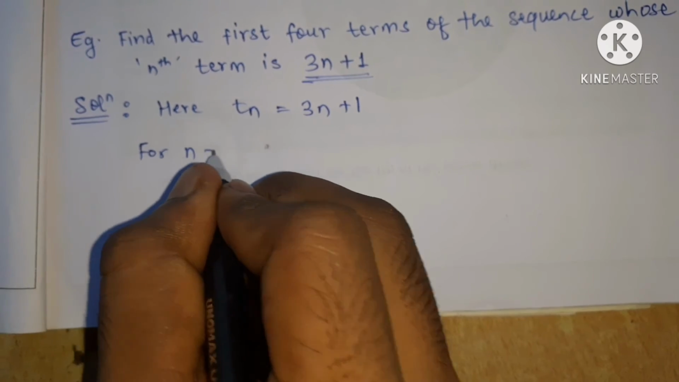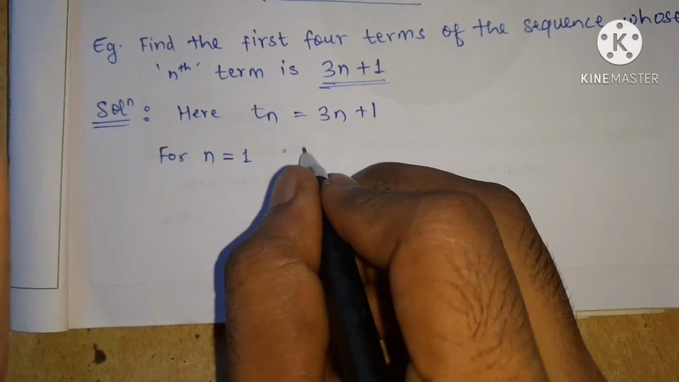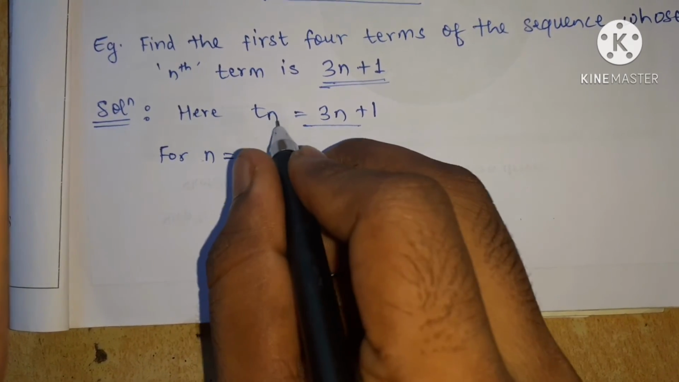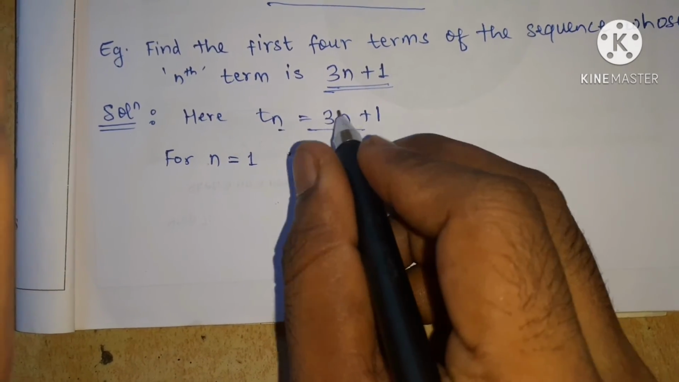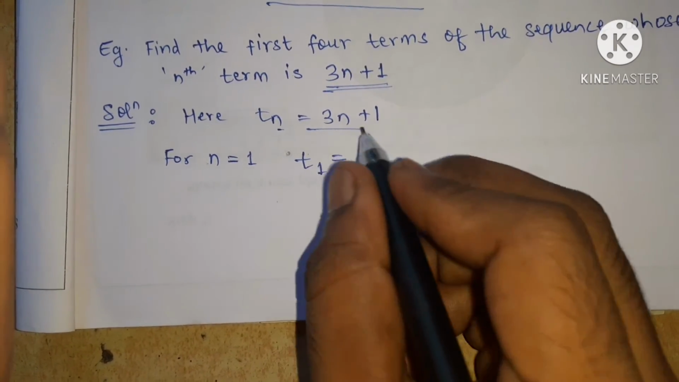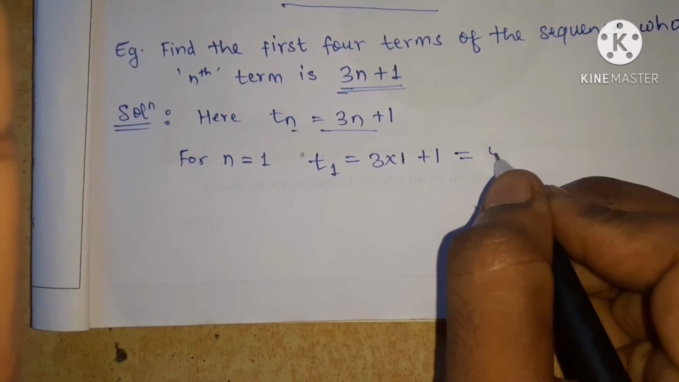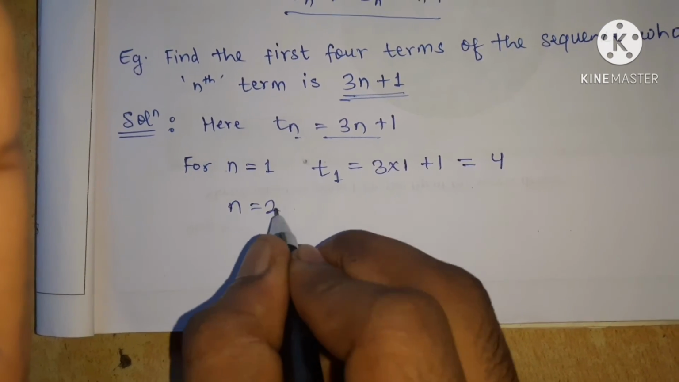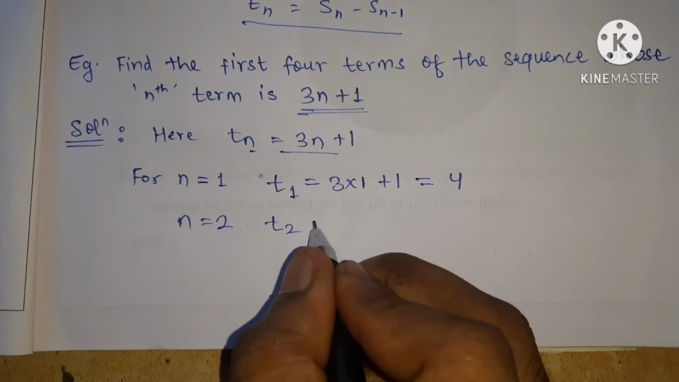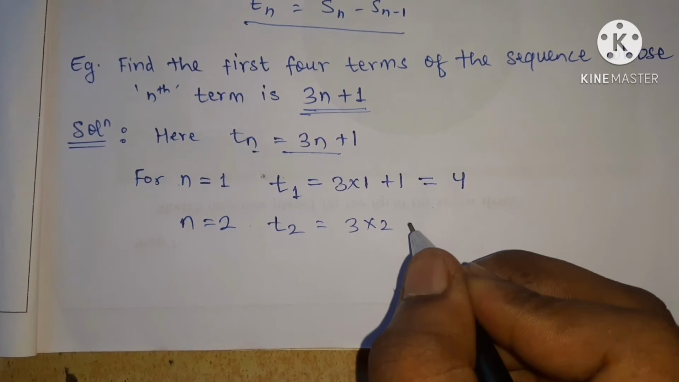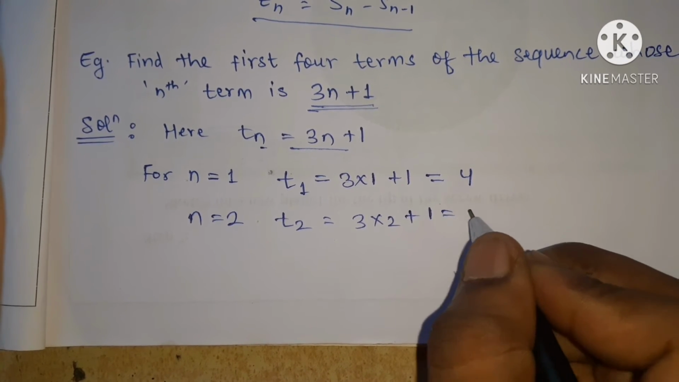For the first term, what we have to do, just put in the above equation for n. Here n is equal to 1, so T1 is equal to 3 into 1 plus 1, which is equal to 4. In the same manner for 2, T2 is equal to 3 into 2 plus 1, equal to 7.